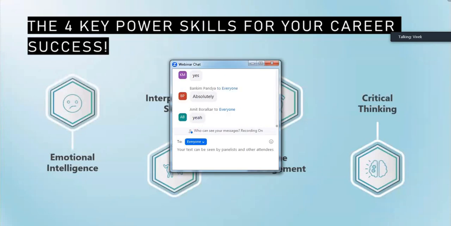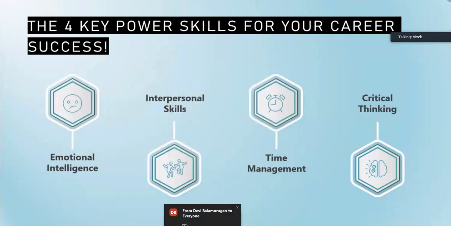Well, let's take a look at the 4 key power skills that we're going to talk about in today's session. We are going to take a brief look at emotional intelligence, interpersonal skills, time management, and critical thinking. I'm sure you would have heard of these, but yes, we will try to keep it brief. We will take a look at what they are, how they are beneficial, and how they relate to your career success, plus some of the key aspects, techniques and tools that you can utilize to develop these.